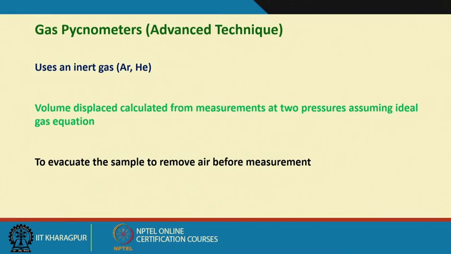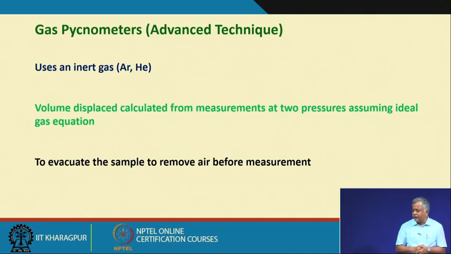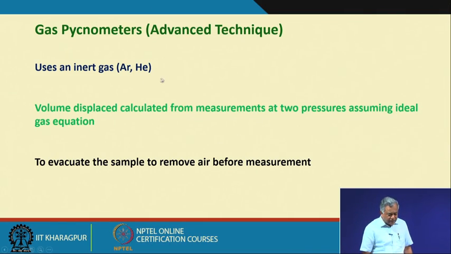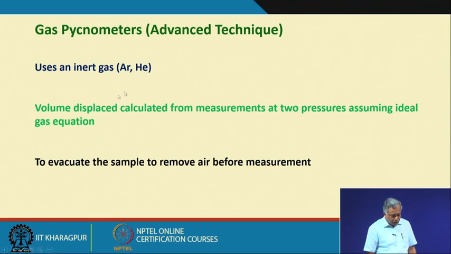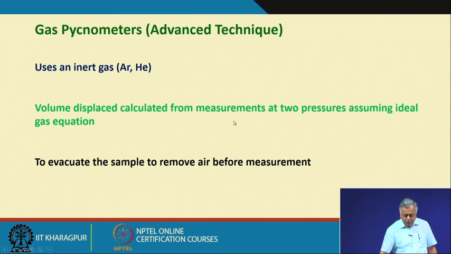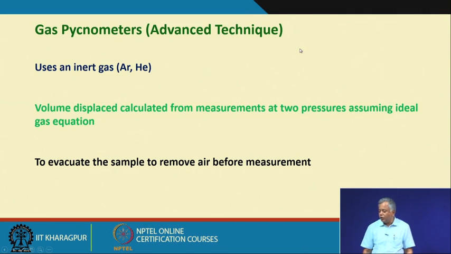There is another technique called gas pycnometry. This is a relatively advanced technique. It uses an inert gas, it may be argon or helium. Helium is a little bit more common. The volume displaced is calculated from measurements at two pressures, assuming ideal gas equations. I am not getting into the details of that. So, with the gas pycnometry method, you can get to know the skeletal density of very fine particles.